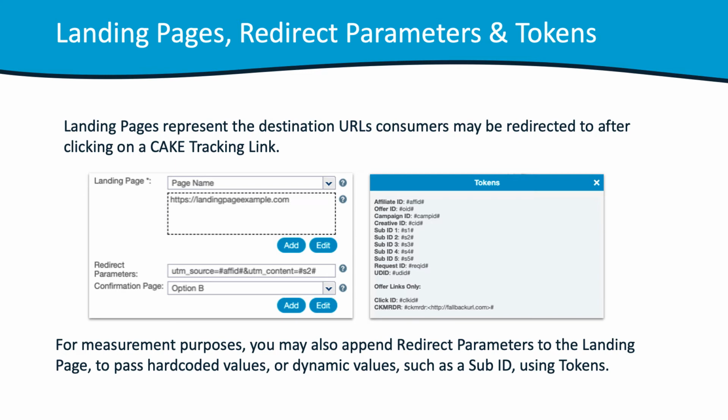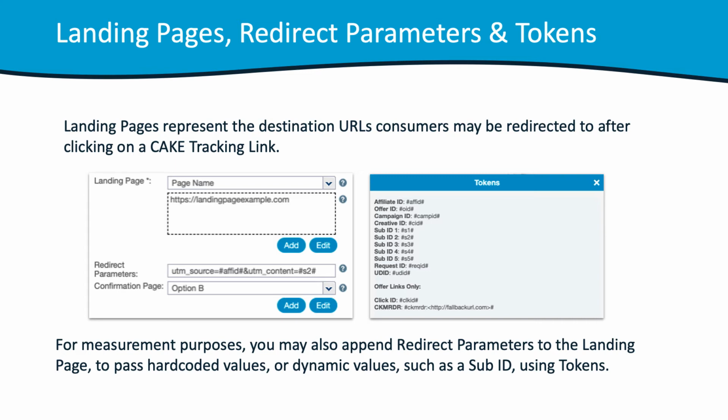Oftentimes, you will need to pass partner-specific values to your advertiser, such as an affiliate ID, the creative ID that was used, or maybe even use the sub-ID of your affiliate. To accomplish this, you'll use tokens, which you can see to the right of the screen.